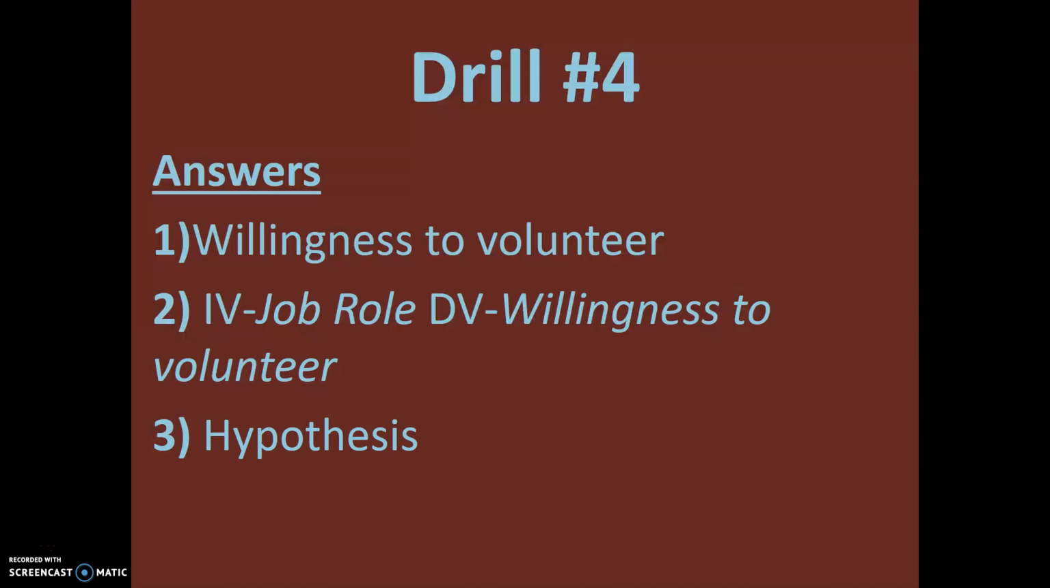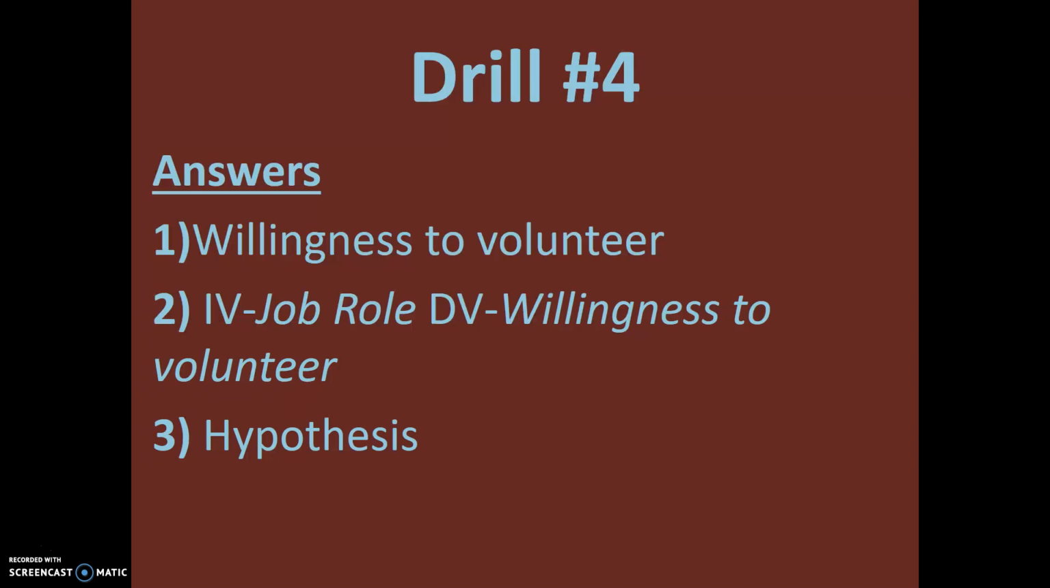We're at drill 4 and we're looking at the answers. We already noted that the independent variable was job role, going between supervisor or the volunteers, and the dependent variable being willingness to volunteer. And third is the hypothesis.